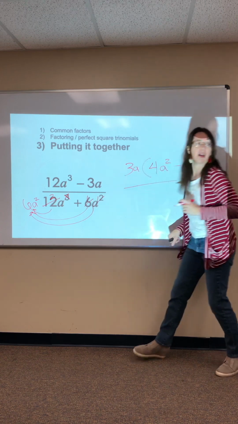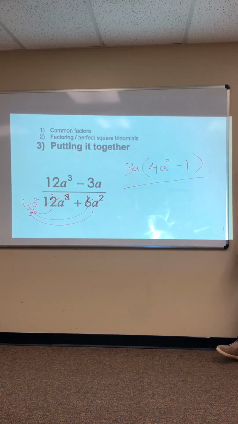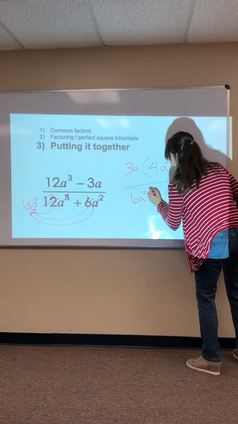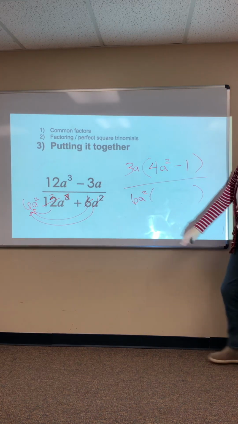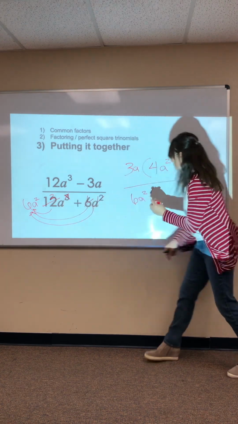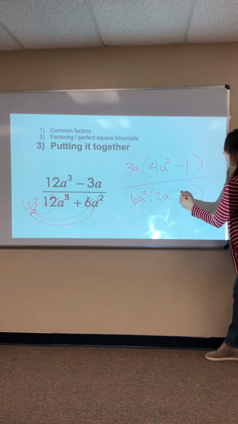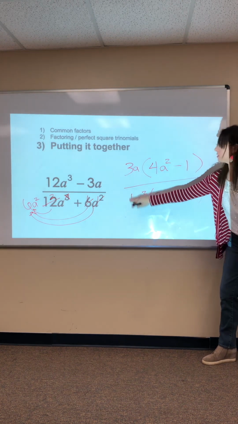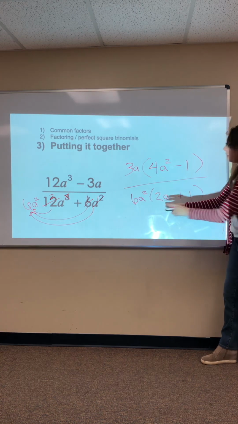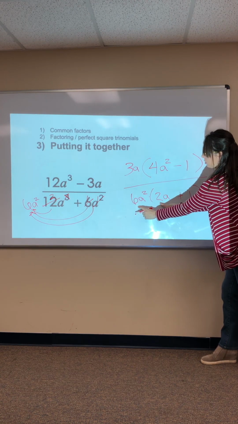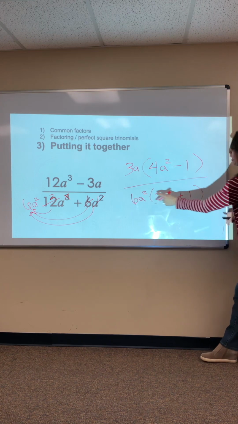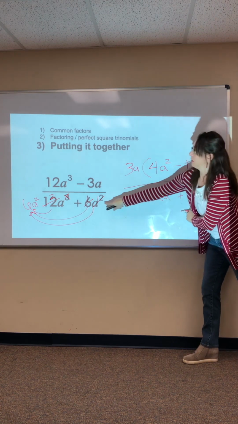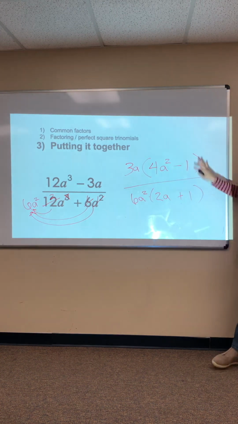I have another 1. Okay. Correct? Right. So what do we have left? We've got a 6A squared on the outside. That's our multiplication. And what do we have left over? 2A plus 1. So we check it when we go back in. Distribute it. 6A squared times 2A gives us 12A cubed. And then 6A squared times 1 is 6A squared. Okay, so now we know we're good.